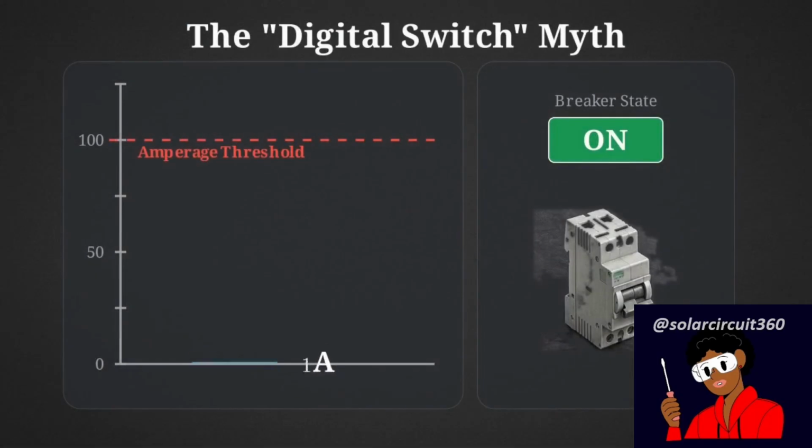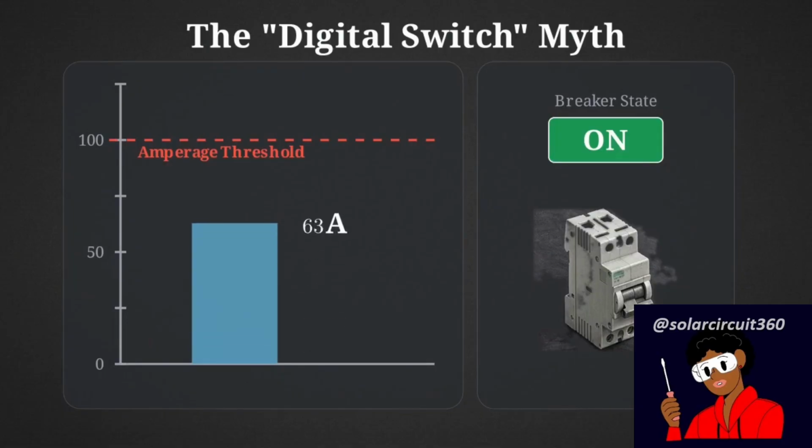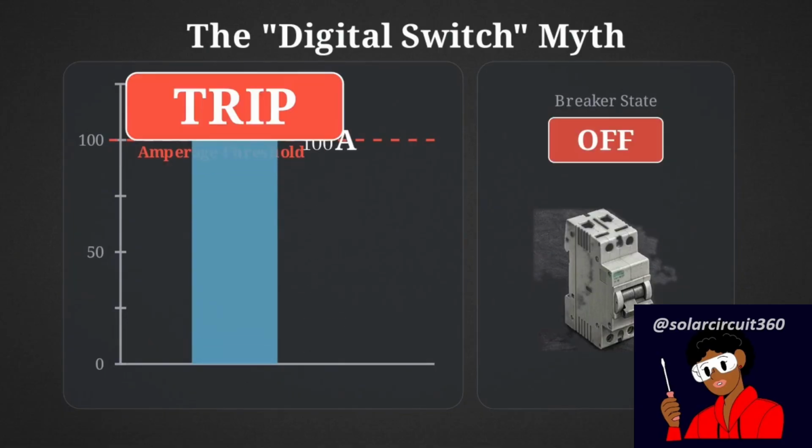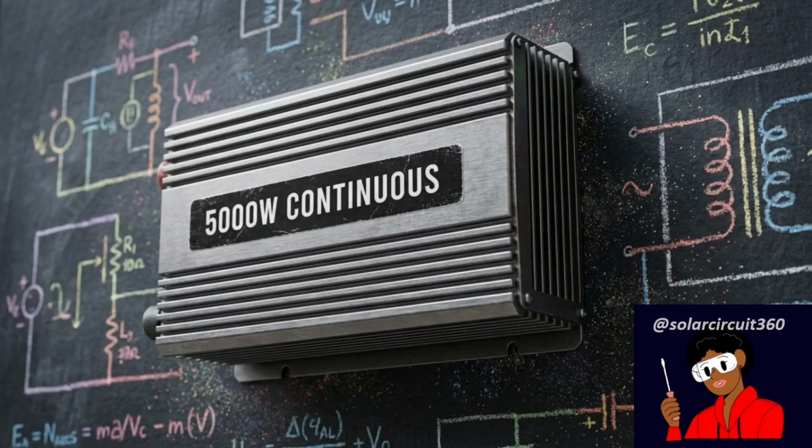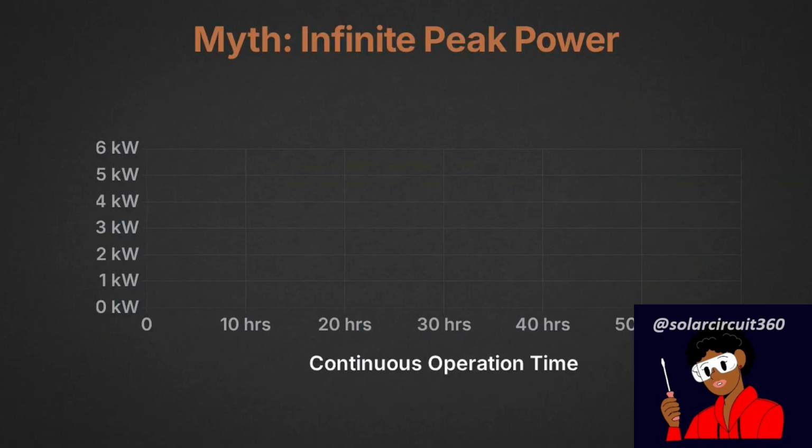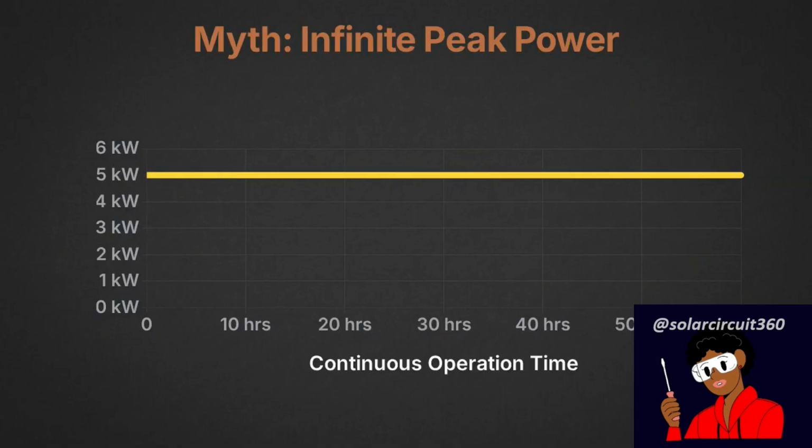That advice assumes electrical protection devices operate as simple digital switches that trip the exact moment a static amperage threshold is crossed. It also assumes that the 5 kilowatt continuous rating printed on the side of your inverter box means the system can output that peak power infinitely without any physical consequences.